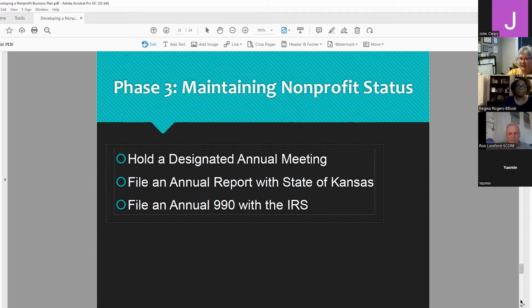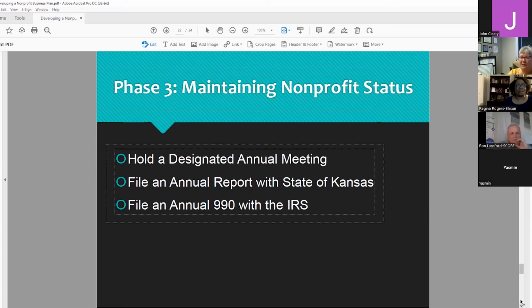You have to file an annual report with the state of Kansas. If you're incorporated in Kansas, Regina, you probably have an annual report. Maybe you have to file in New York. Do you know? Check into that. I'm not quite sure. You better check into that. No, I believe it is.